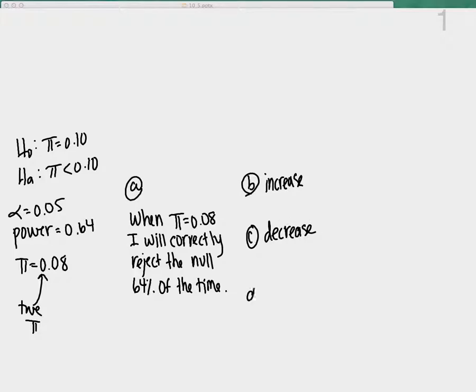Okay, I'm going to add my own in. So we first looked at if the real value of pi is 0.08. Let's say the real value of pi is 0.06. Using this test, which one will have a higher power? 0.08 or 0.06? 0.06, because it's a higher discrepancy.